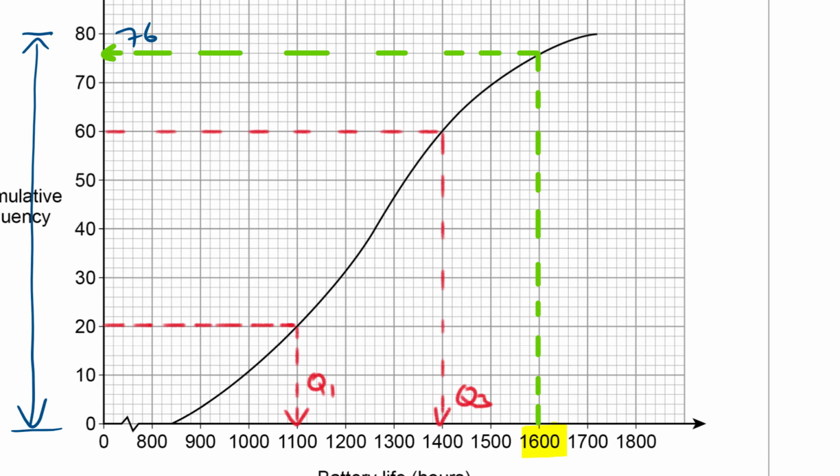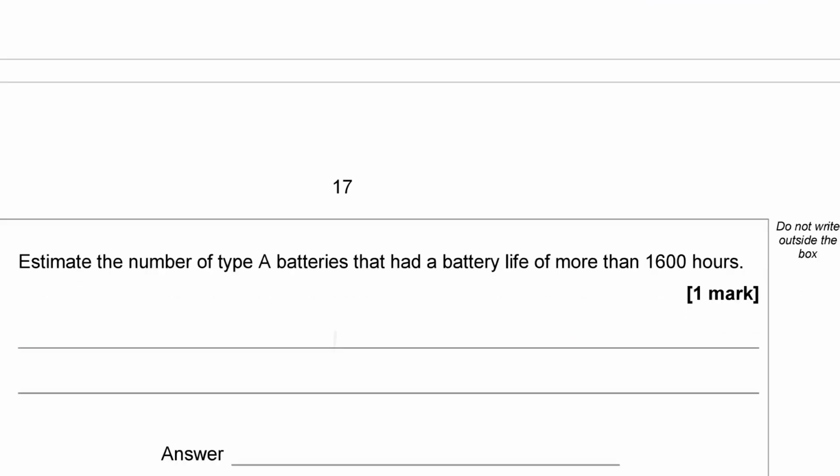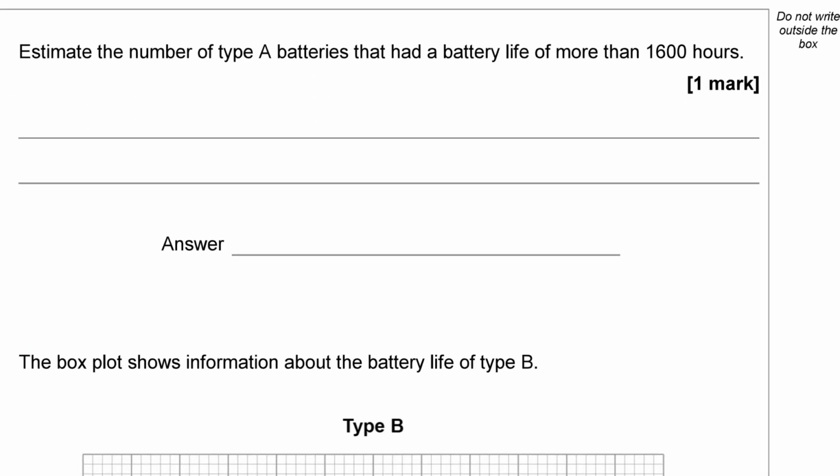Now the question didn't ask me that, it asked me how many batteries had a life bigger than 1600. So it's not the 76 as my answer, it's the difference between 76 and the top, which is 80. So the difference between 76 and 80, those batteries had a life longer than 1600 hours. So it's going to be 80 subtract 76, which is equal to 4 batteries.